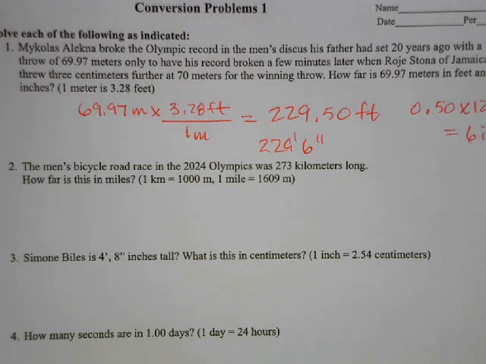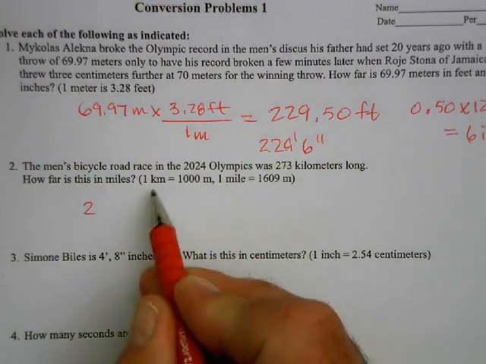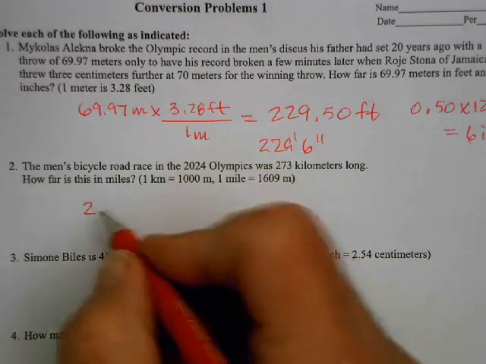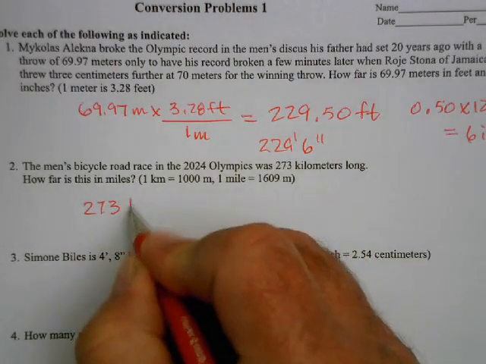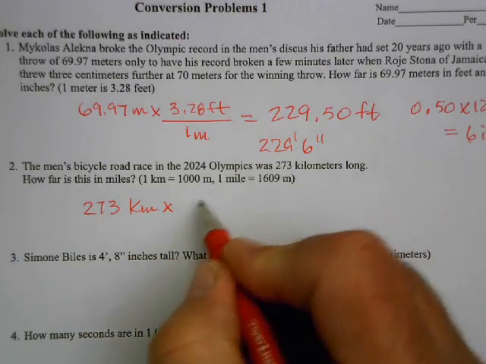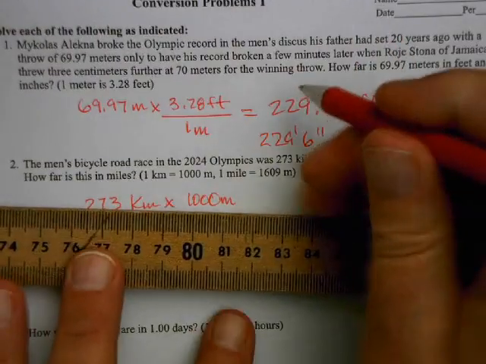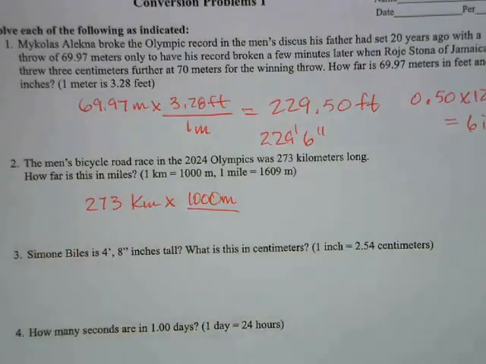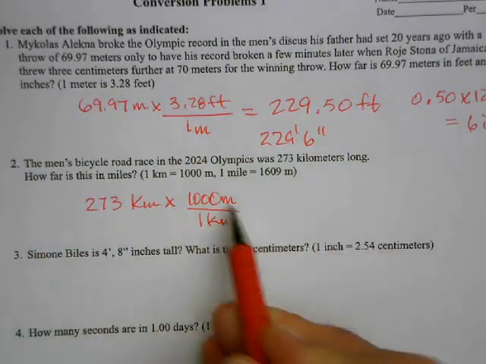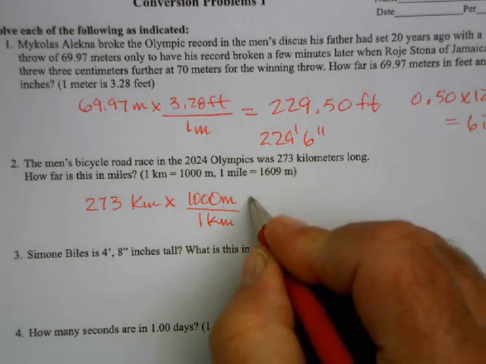All right. There was a race in the Olympics, a bicycle race. This was the longest race in the Olympics. It was 273 kilometers long. Again, we don't really have a good feel for kilometers. What would this be in miles? So I have 1 kilometer is 1,000 meters. So I'm going to take my 273 kilometers times 1,000 meters over 1 kilometer. That will get me into meters, and then I'm going to use my second.